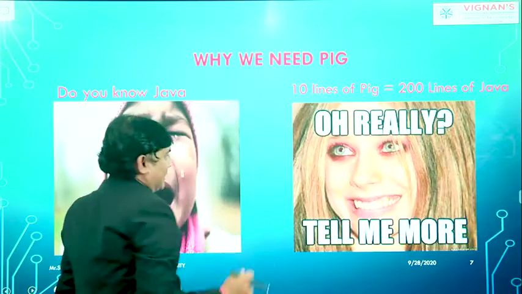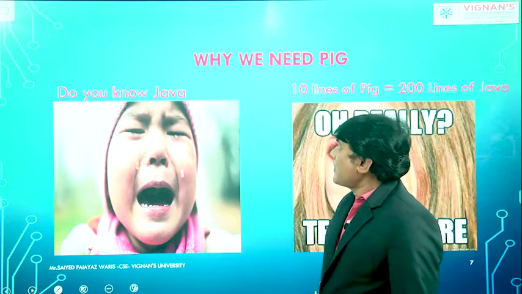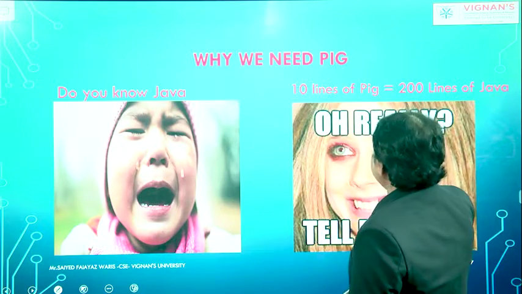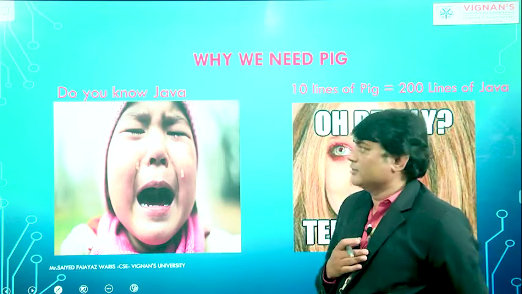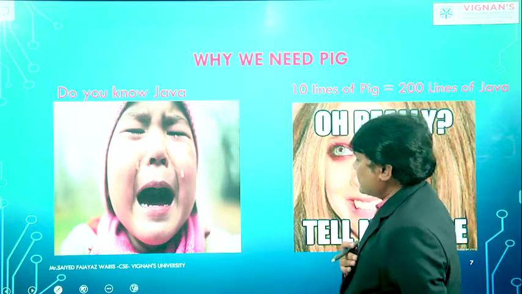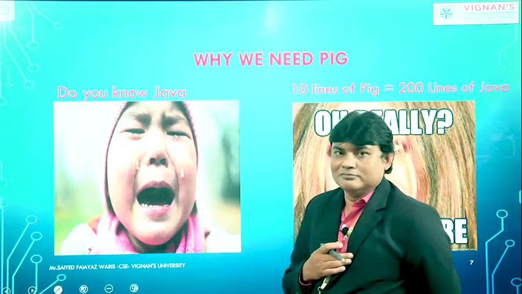If you see this diagram, what do you understand from these two pictures? Why do we need Pig? That is my first question, right? Why do I need Pig? Here, the first thing I'm going to ask you is, do you know Java?